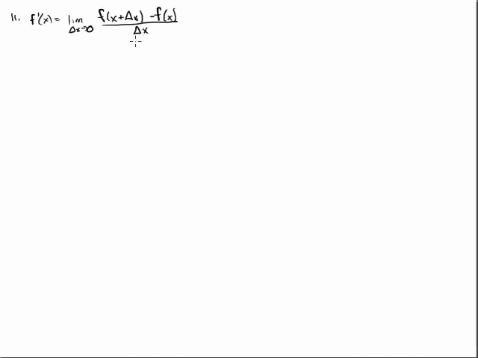And we know that this is true for any function, but the reason that it's given in this form is so that we can use this definition for different functions that are given. So in problem number 11, our function is f of x equal to 7.